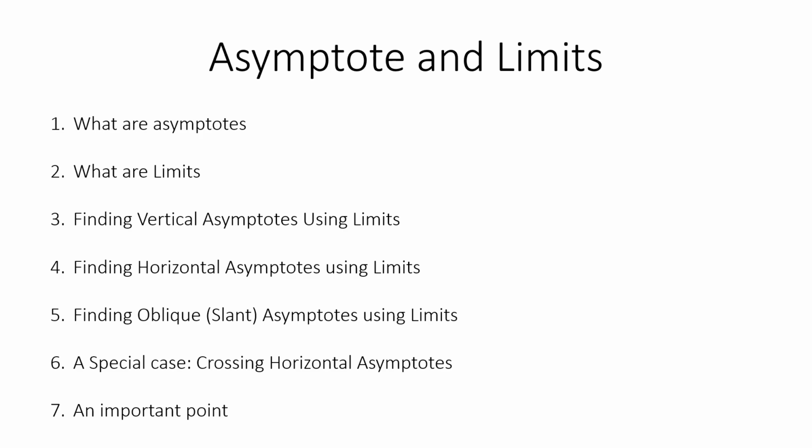Hi, in today's video, I'll be talking about asymptotes and limits. So first, we're going to talk about what are asymptotes, what are limits, finding the vertical asymptotes using limits, finding horizontal asymptotes using limits, finding oblique slant asymptotes using limits, and a special case, crossing horizontal asymptotes. And finally, an important point.